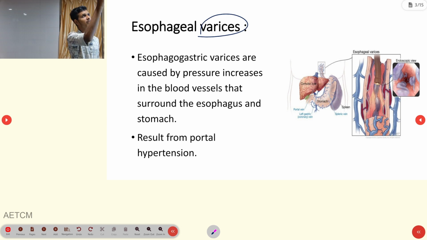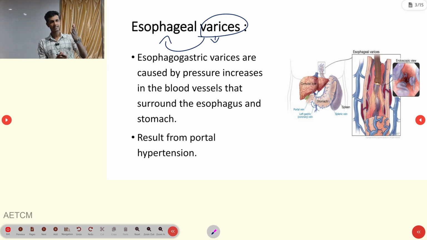First, what is meant by varices? Varices means abnormal enlargement of the vessels. That can be an artery, a vein, or a lymphatic vessel. So varices means abnormal enlargement of a vessel. As I said, it can be an artery, a vein, or lymphatic vessels. Here, in the esophageal part, it mainly affects our venous system. So abnormal enlargement of the esophageal vein is called esophageal varices. In the image we can see it is an abnormal enlargement of the veins.